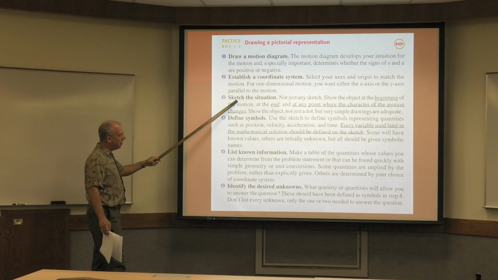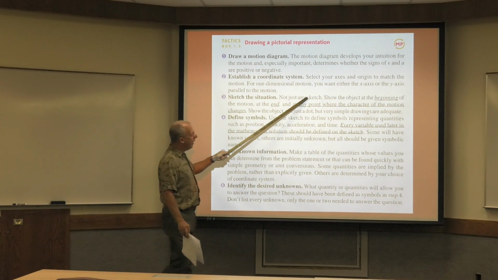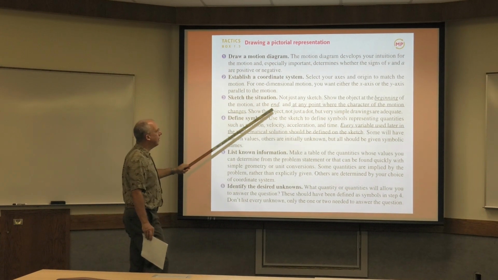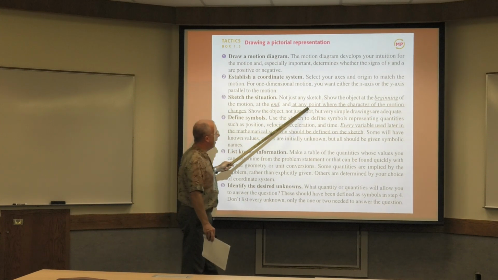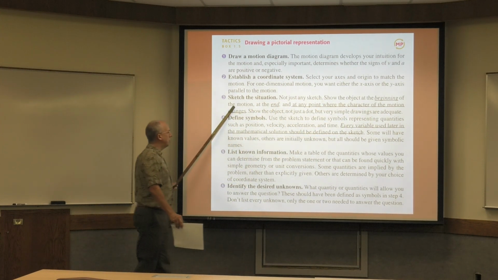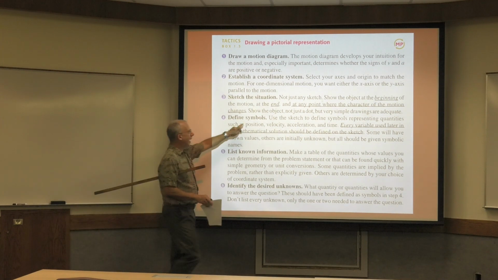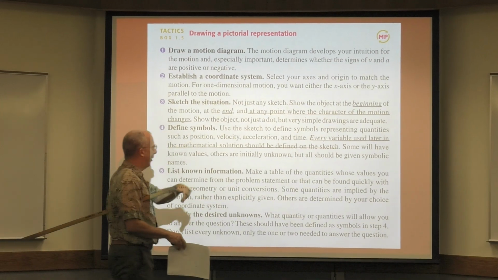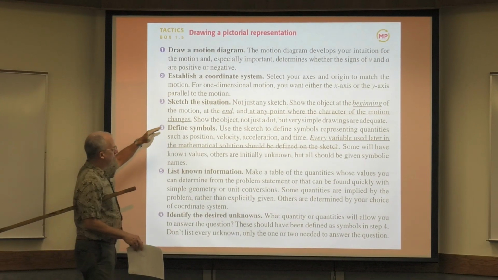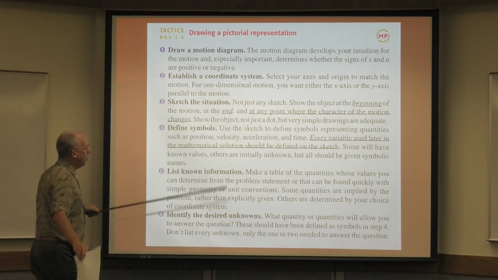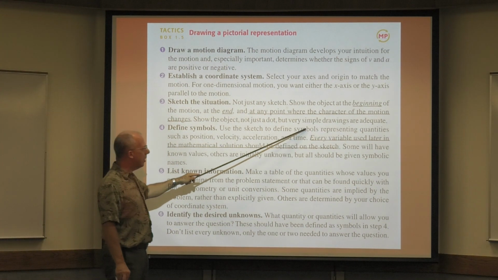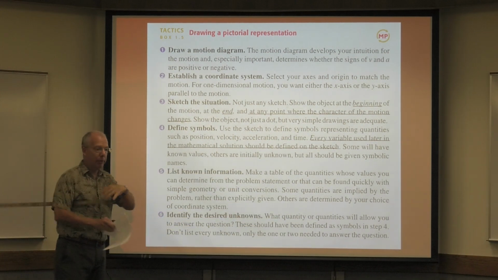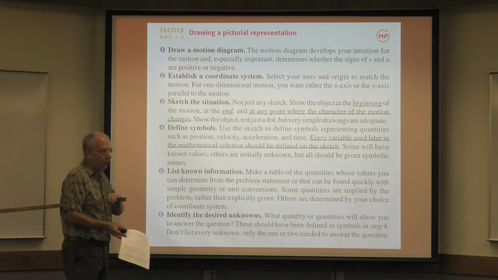Step 3, sketch the situation. Not just any sketch. Show the object at the beginning of the motion, at the end of the motion, and at any point where the character of the motion changes. Now, Randy Knight says, show the object, not just a dot, but very simple drawings are adequate. I just draw a dot, but you do whatever you want to do. Okay, define symbols. Use the sketch to define symbols representing quantities: position, velocity, acceleration, time. Remember, that's it, right? Position, velocity, acceleration, time. There's nothing else for a motion.